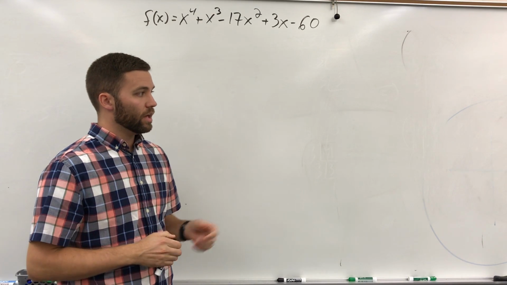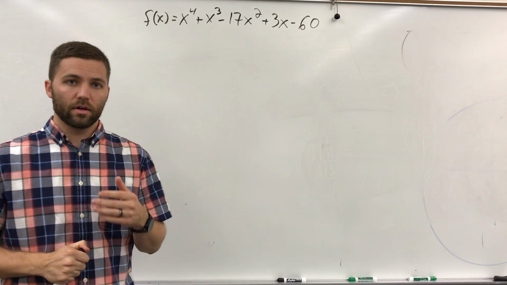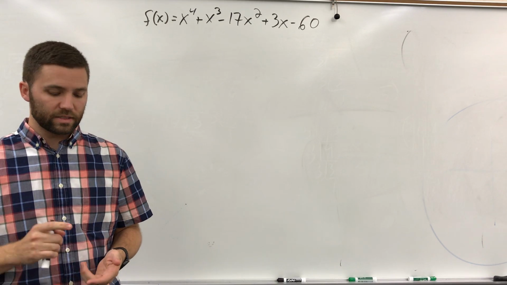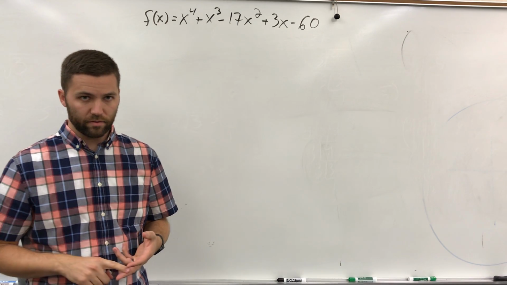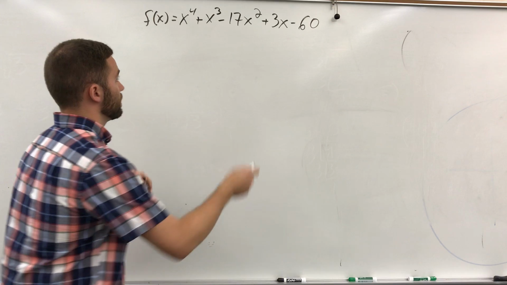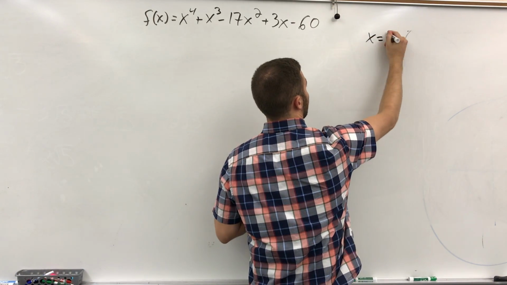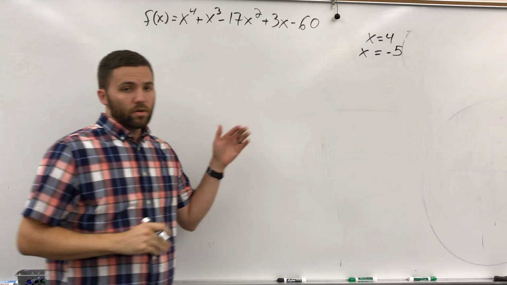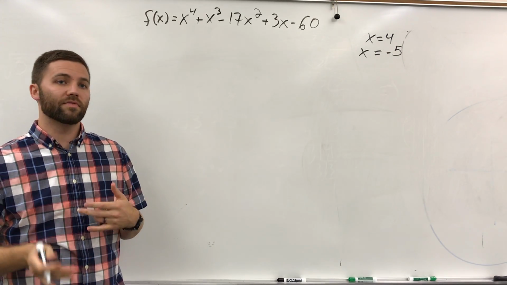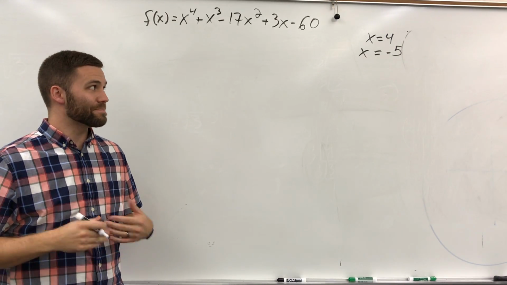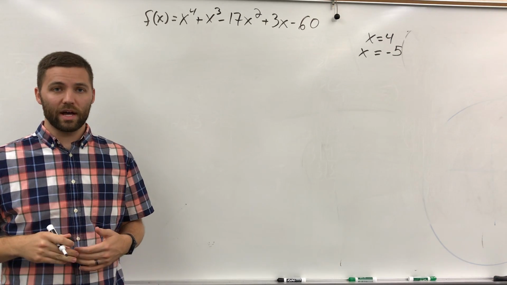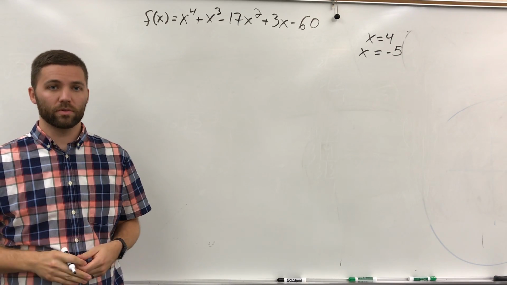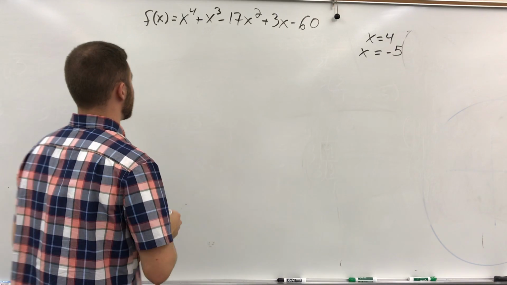So I already graphed this. I found that the function crosses the x-axis at x equals 4 and x equals negative 5. So let's write that down, x equals 4 and x equals negative 5. Those two zeros I'm going to use to divide out the factors x minus 4 and x plus 5. Those are 2 factors of the polynomial. I'm going to divide those out, so let's use synthetic division to do that.